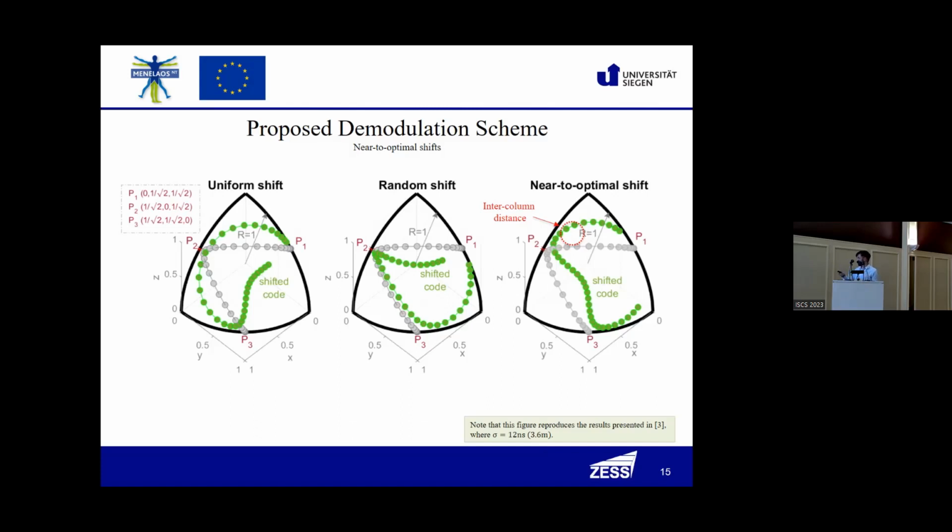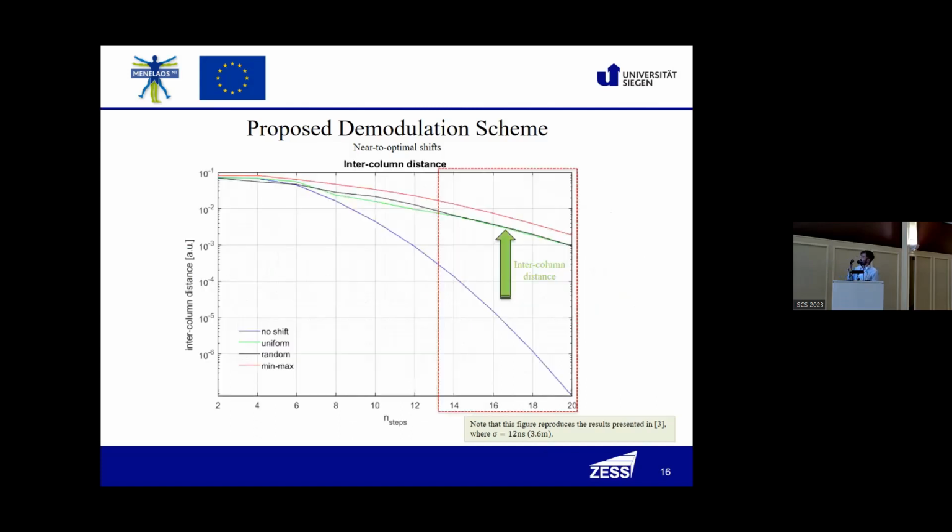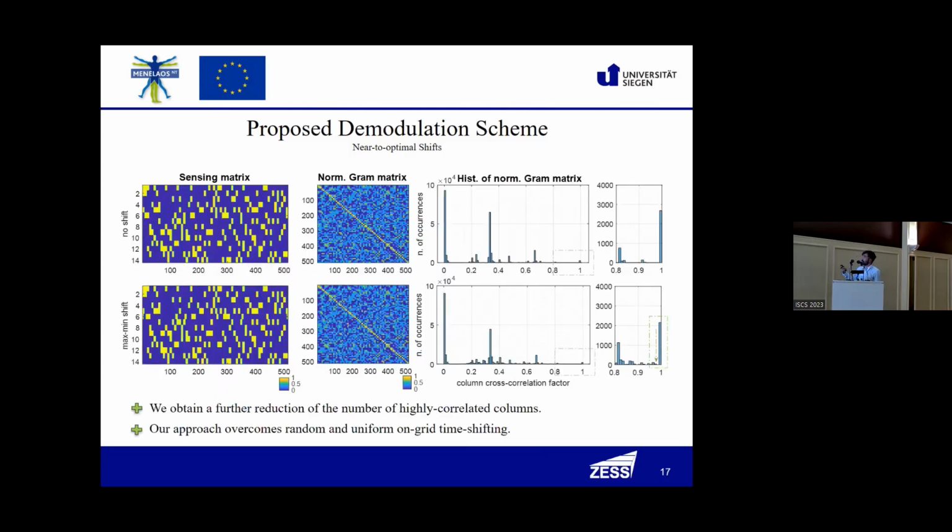And if you don't believe this graph, you can see here. On the x-axis is the number of sub-steps, proportional to the super resolution, and on the y-axis is the intercolumn distance. The blue one is without shifting, and you can see how the red, the one that we propose, obtains the maximum minimum intercolumn distance. So it's a further optimization of the coherence of the sensing matrix. And those are the results.